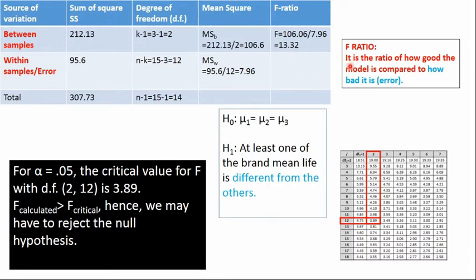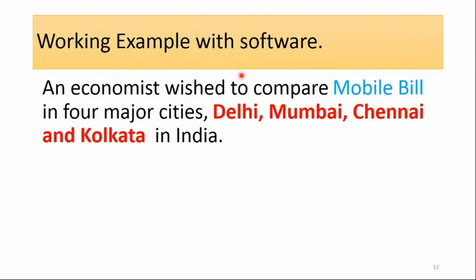What is the F ratio? It is the ratio of how good the model is compared to how bad it is, the error. The variation between samples has been explained as 106.6. The variation which has not been explained by the samples, the variation within samples, we can call error or residual. This is 7.96. The F ratio is the mean square between samples over the mean square within samples. In this way, we can perform the test manually.